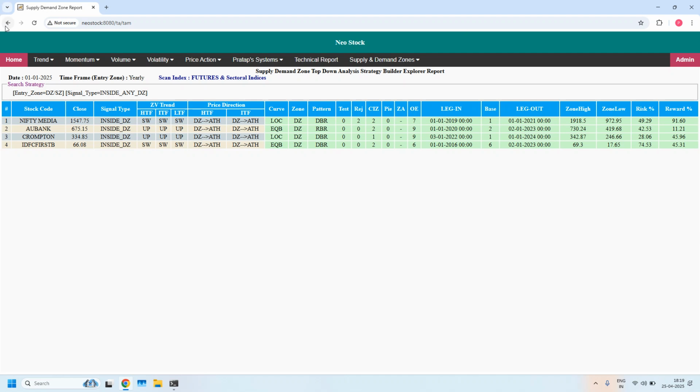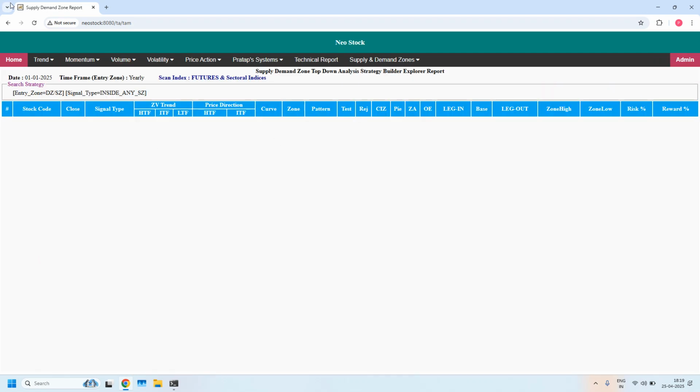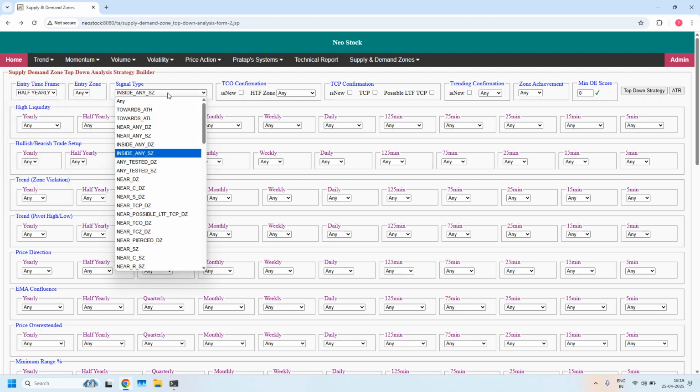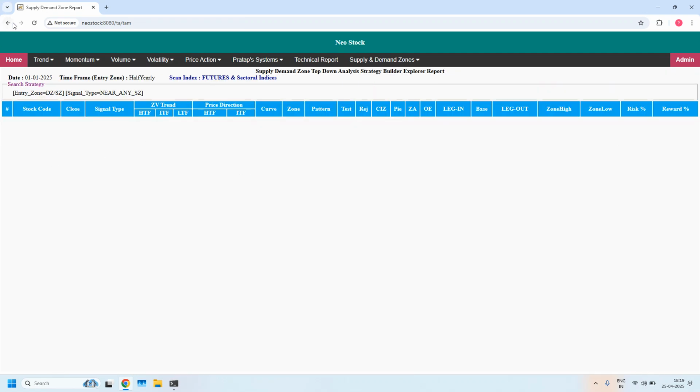Okay, next, yearly time frame. Price closed inside the yearly supply zone. No stocks are available. I'm going back and changing the time frame to half yearly. Stocks near half yearly demand zone, no stocks are filtered. Stocks near half yearly supply zone also we don't have any stocks.